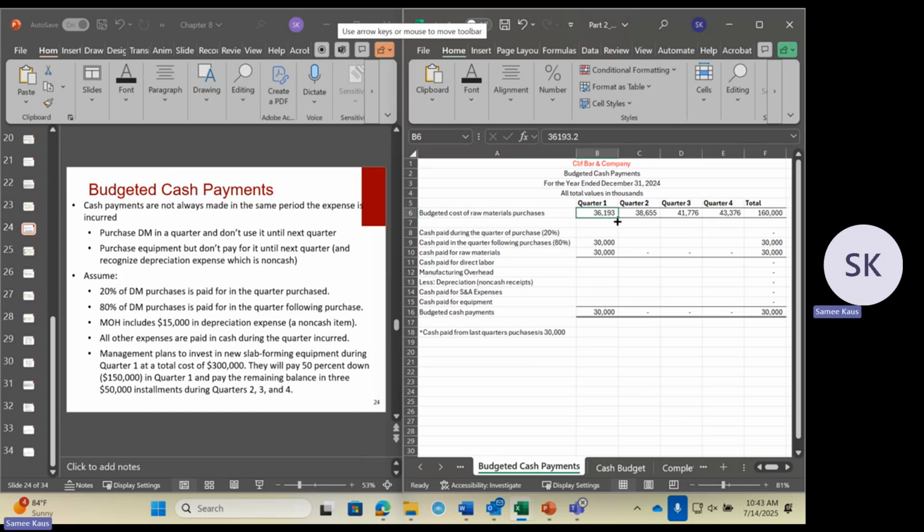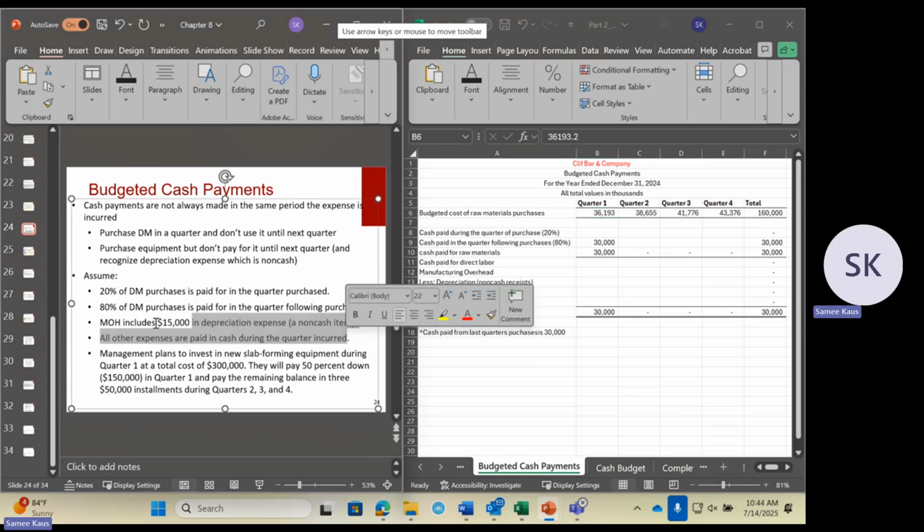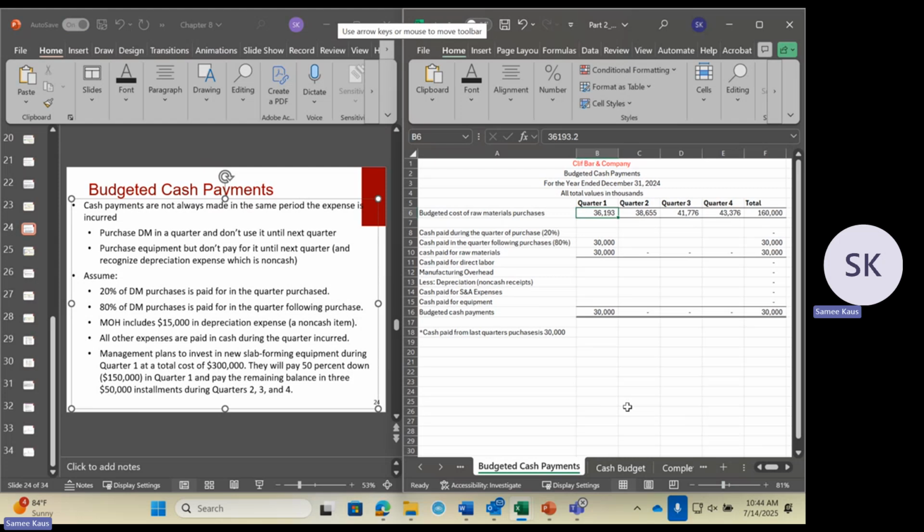Why do I start with that piece? Because it's telling me that 20% of my direct materials is paid for in the quarter that I purchased it. 80% is paid for in the quarter following the sale. And then manufacturing overhead, we have some information about depreciation expense. And then all other expenses are paid for in cash in the quarter incurred. This is a really important line because it tells me that my job gets a little bit easier once I take care of direct material purchases and this manufacturing overhead non-cash item.